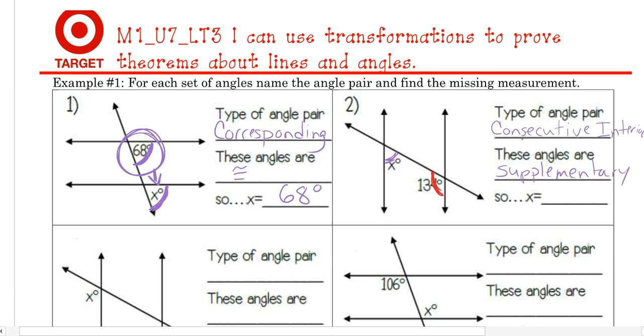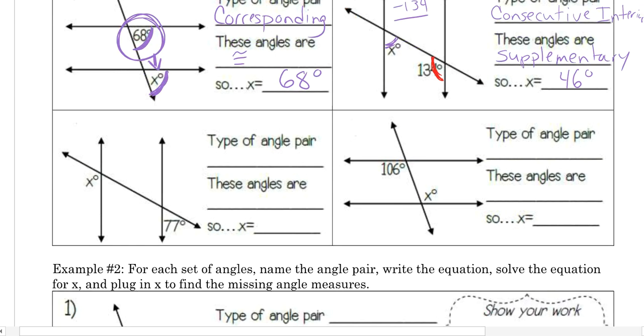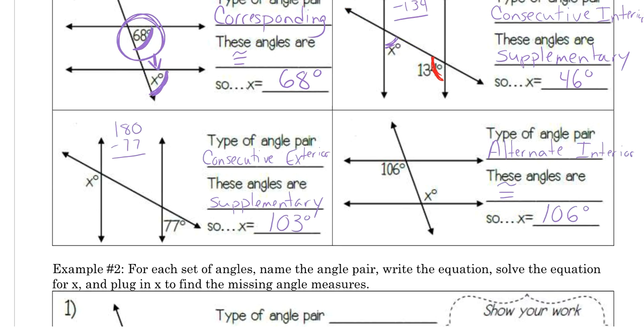And since consecutive interior angles are supplementary, to find the value of x, I'm going to take 180 and subtract 134, which gives me 46 degrees. Okay, go ahead. I want you to do these last 2 questions in example 1. Pause it and then come back and check your work.